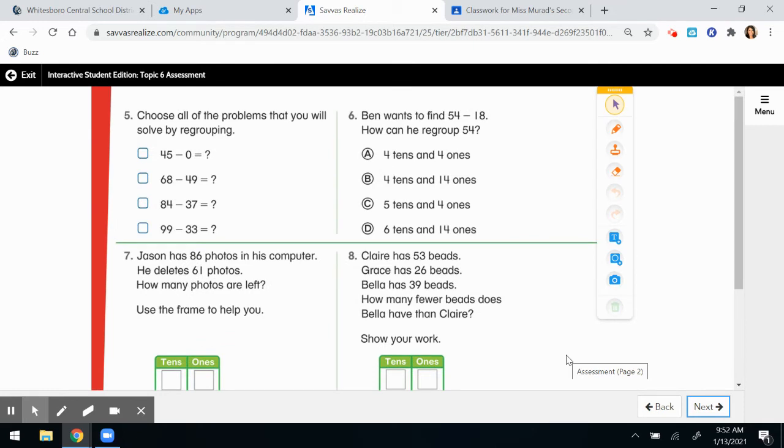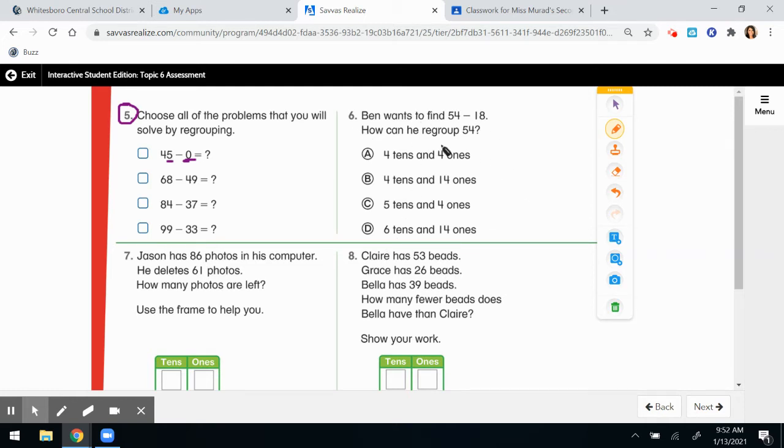The next page, I'm going to have you do number 5 by yourself. It's another one where you have to say whether or not you have to regroup. So it says, choose all of the problems that you will solve by regrouping. So you need to look at the ones and see if you need to regroup or not. I'll let you do number 5 on your own. Number 6, I'll do this one with you quickly.